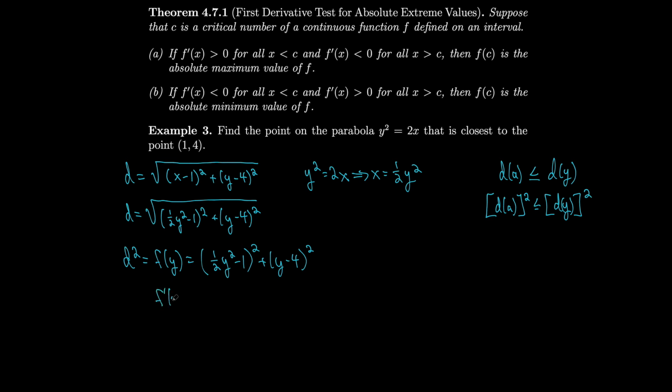Let's look at our derivative now, and try to minimize this. So this is 2 times (half y squared minus 1) times y by the chain rule, plus 2 times (y minus 4), and that simplifies to y cubed minus 8. Let's see where this is positive or negative.